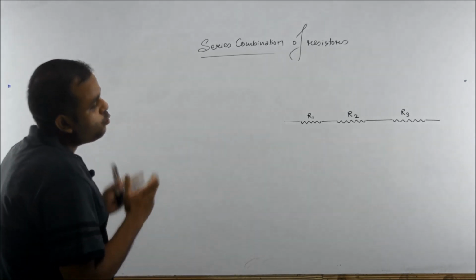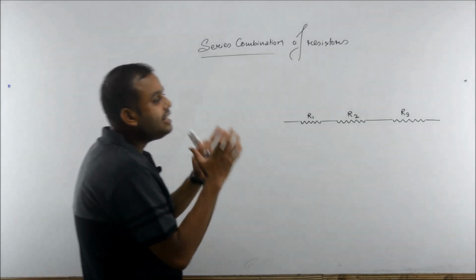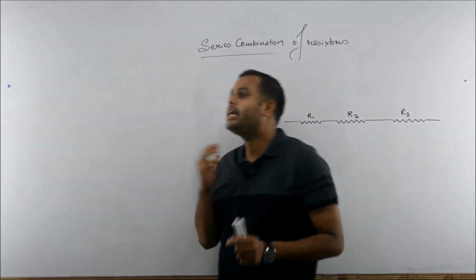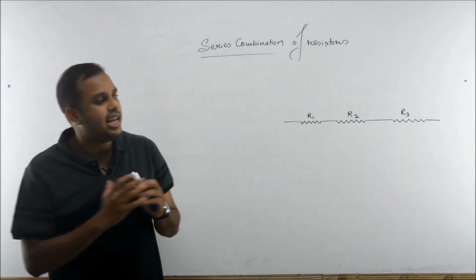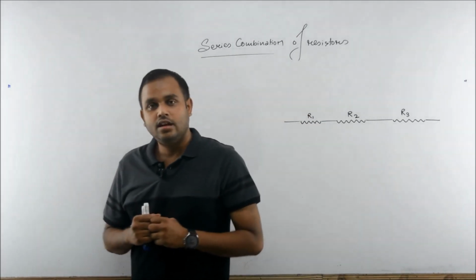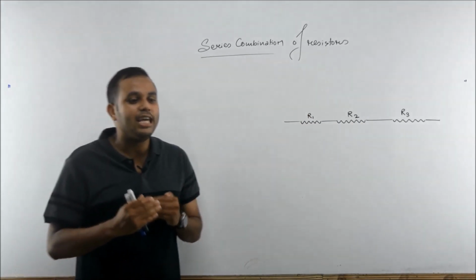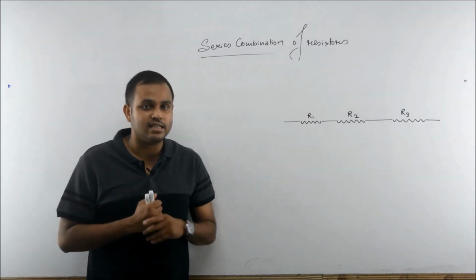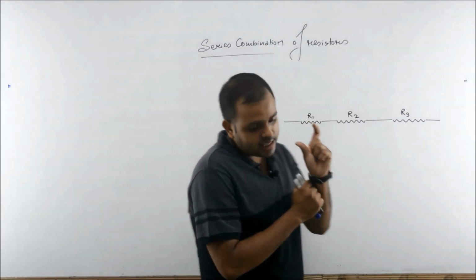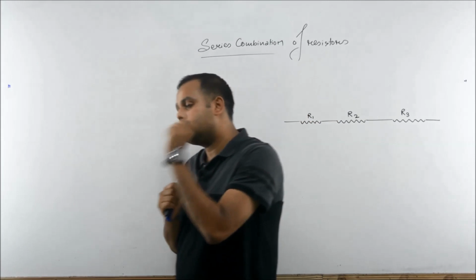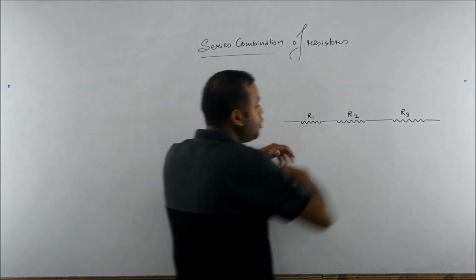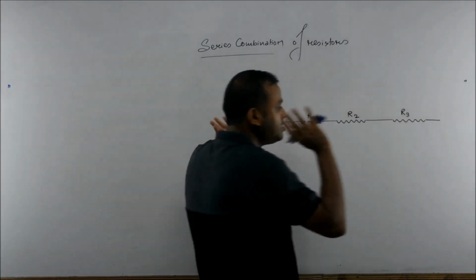Now we wish to find the equivalent resistance of this combination. What do you mean by equivalent resistance? Clearly you can see that R1, R2 and R3 are connected in series. Now how to find the equivalent resistance, or what is equivalent resistance? Equivalent resistance means that value of resistance which will be equal to the combined value of these three resistances.